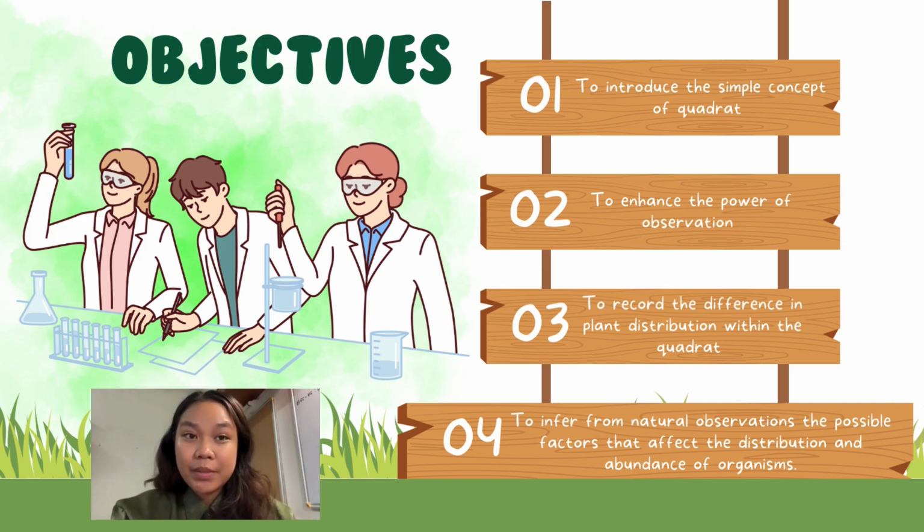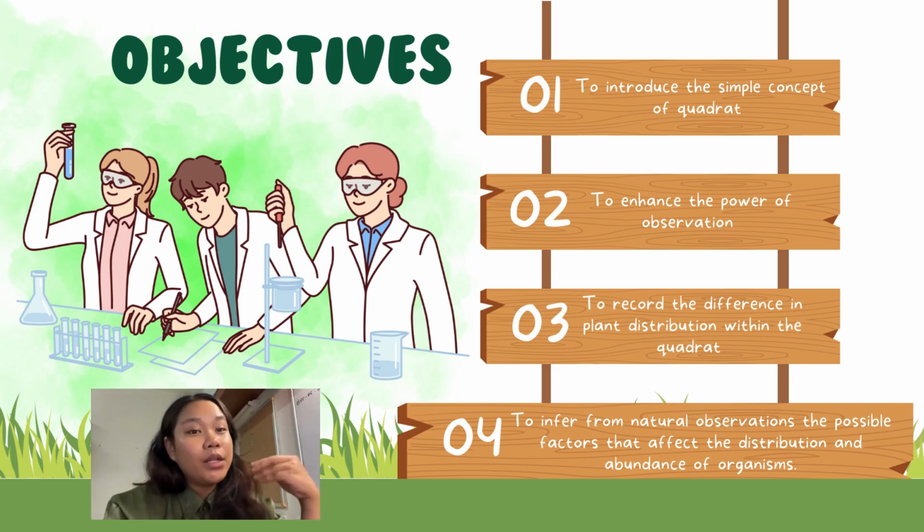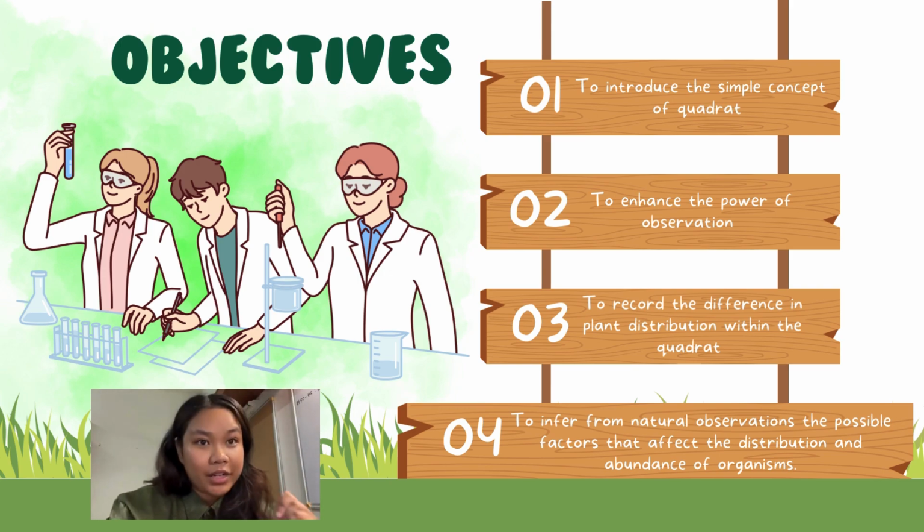What are the objectives of this practical? There are 4 objectives here. The first one is to introduce the simple concept of the quadrat, the second one is to enhance the power of observation, the third one is to record the difference in distribution within the quadrat, and the last one is to infer from natural observation the possible factors that affect the distribution and the abundance of organisms.